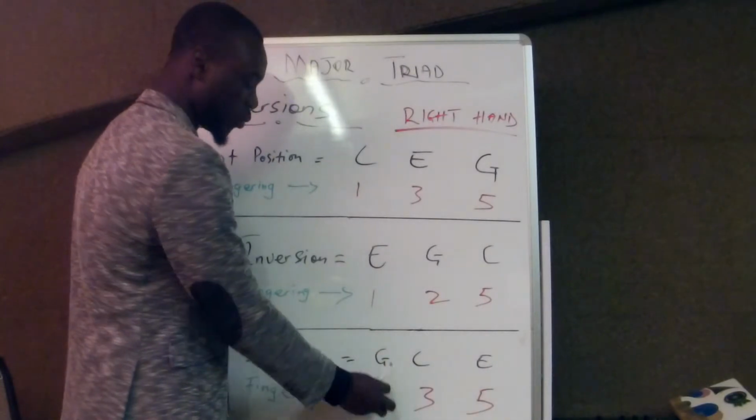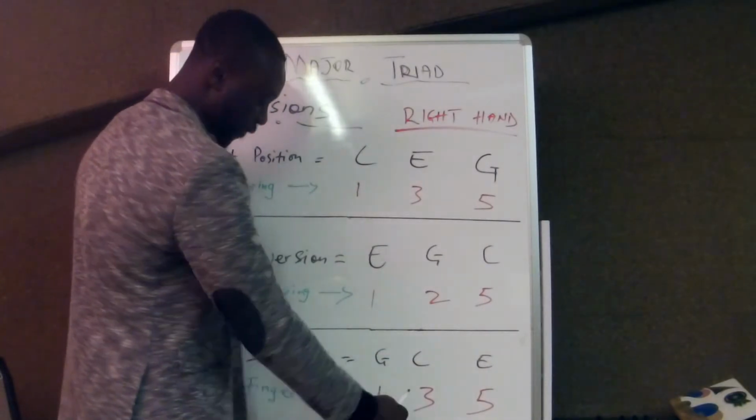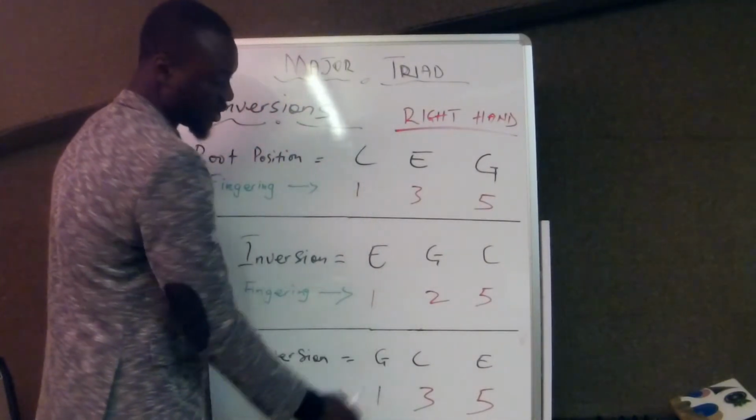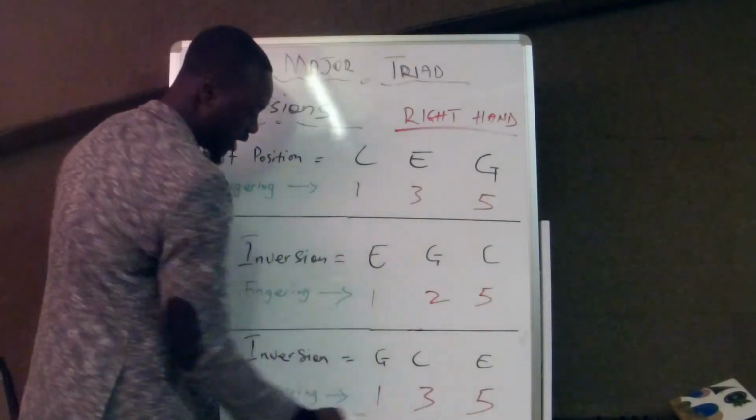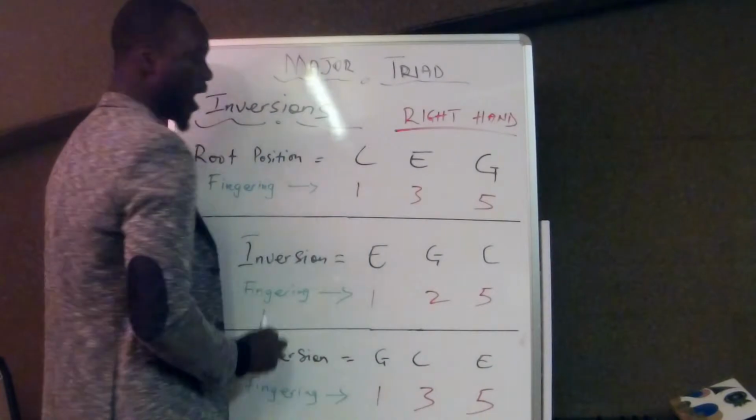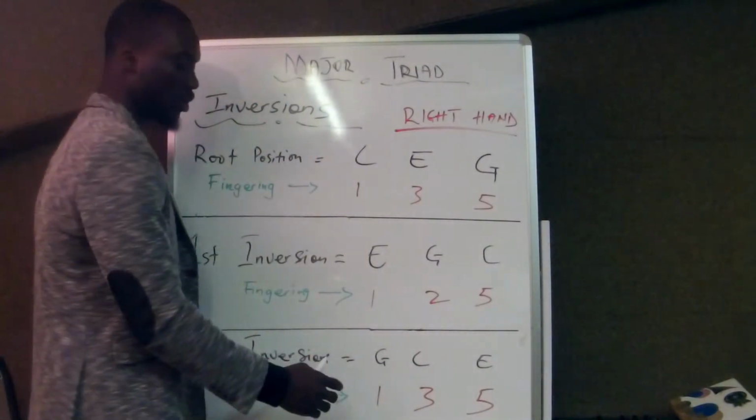Now, the fingering for this is finger 1 plays G, finger 3 plays C, and then finger 5 plays E. Yeah, the fingering. Yeah, so pay attention to this. I'm going to demonstrate this on the keyboard as well.